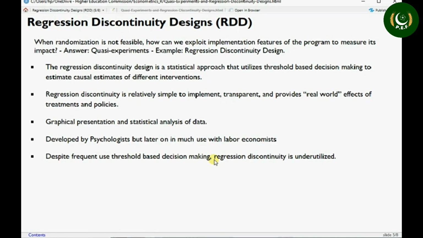Regression discontinuity is simple to implement, transparent, and provides real-world effects of treatments and policies, particularly where you cannot have random experiments on your own. Graphical presentation and statistical analysis of data was developed by psychologists but later on used in education and labor economics. There is frequent use of threshold-based decision making, but regression discontinuity is underutilized. What is regression discontinuity design?